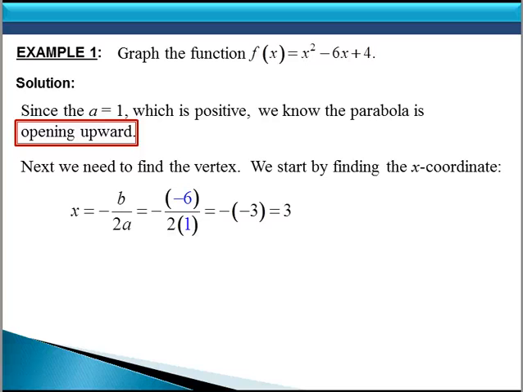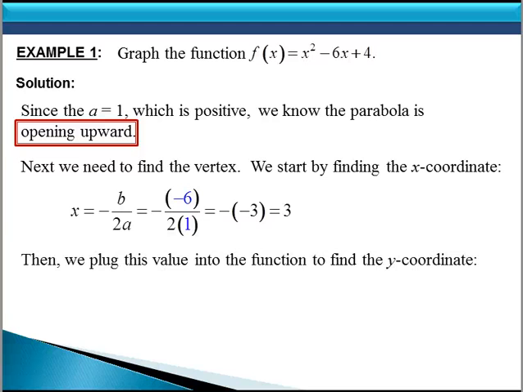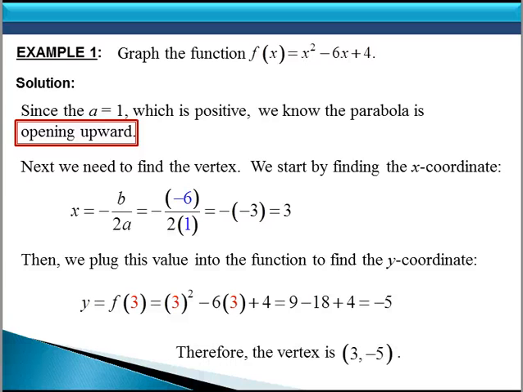Then we find the y-coordinate by plugging that value into the function. The y is going to be whatever f of 3 is, which means we go into the function and replace all the x's with 3. This will give us 9 minus 18 plus 4, and that simplifies to negative 5. So the vertex is the point 3, negative 5. So far we have two pieces of information to help us graph our parabola.